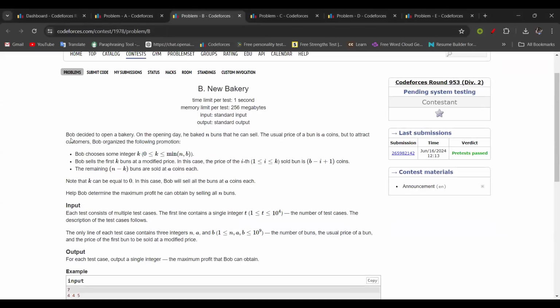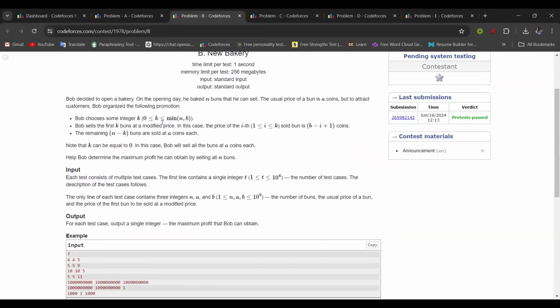So in the second problem, Bob decided to open a bakery. On the opening day, he baked n buns that he can sell. The usual price of a bun is A coins, but to attract customers, Bob organized the following promotion. So we are given that Bob has opened a bakery and there are n buns he has to sell. And the usual price of a bun is A coins. Okay. But now to attract customers, Bob has organized some promotion.